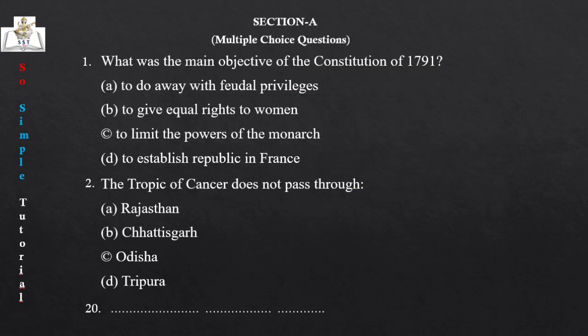Okay. Your section A begins here. There will be 20 MCQs. Some questions will be very simple. For example, see these questions. What was the main objective of the Constitution of 1791? These are very simple questions. But other questions will have a higher difficulty level.